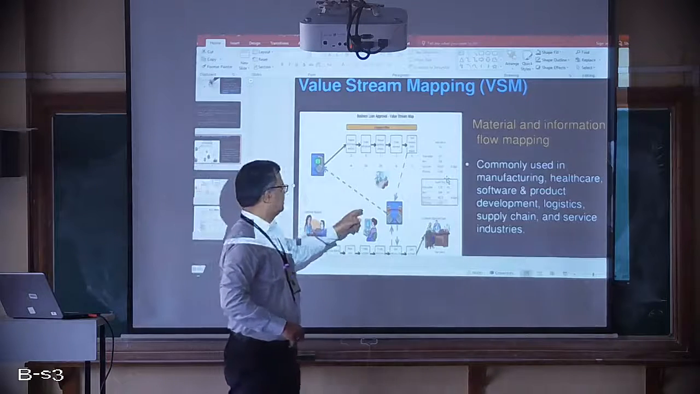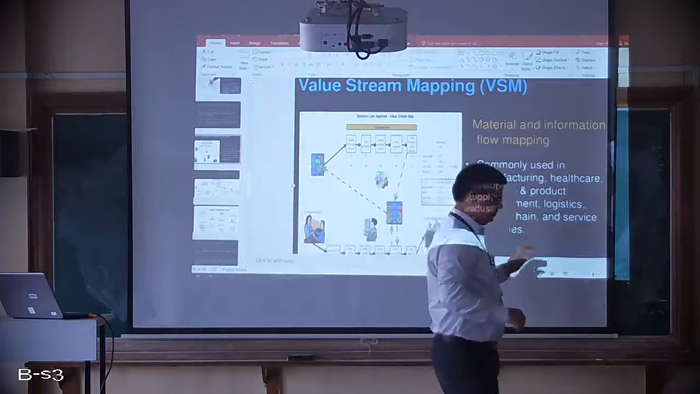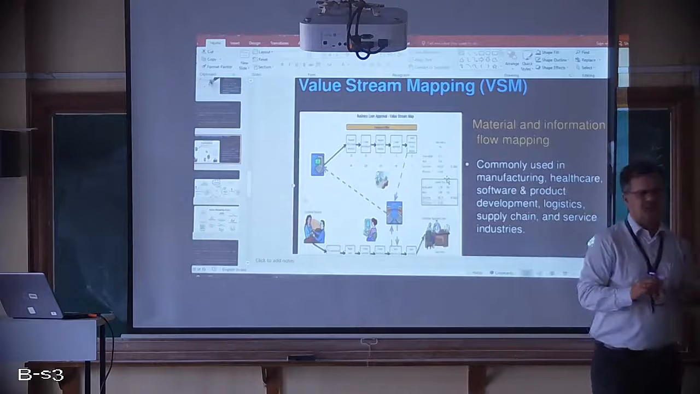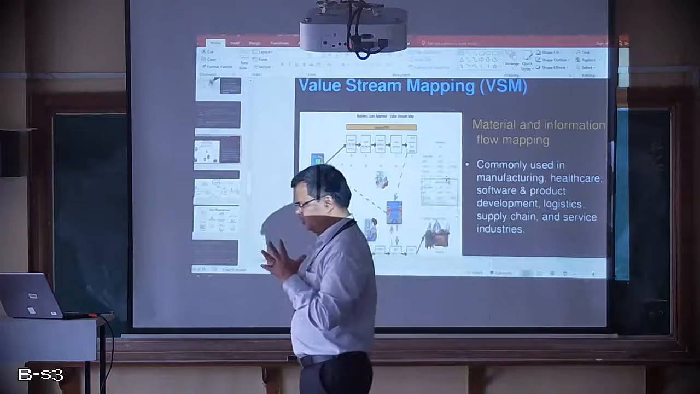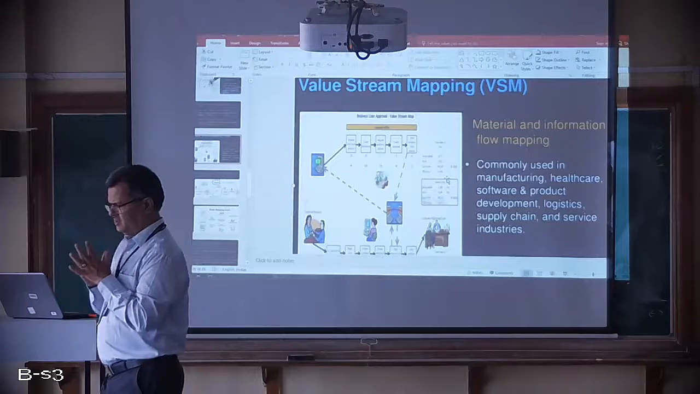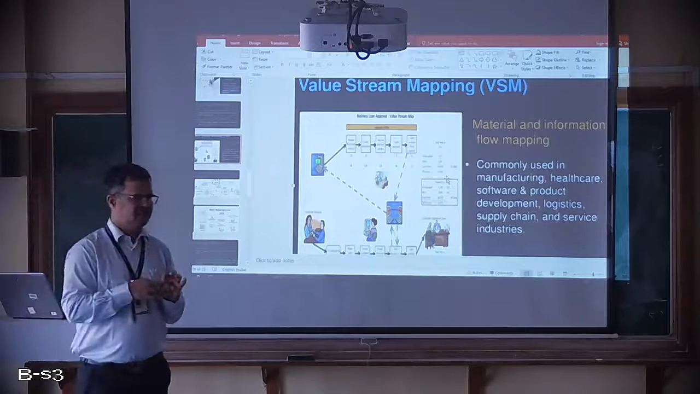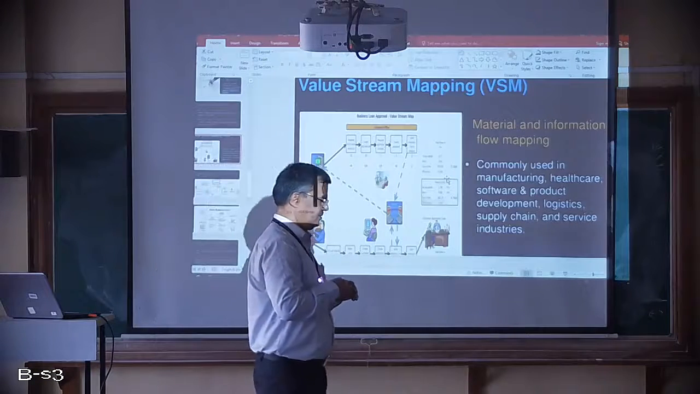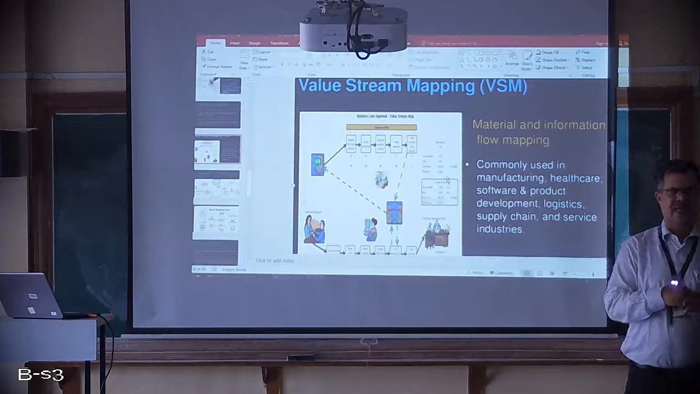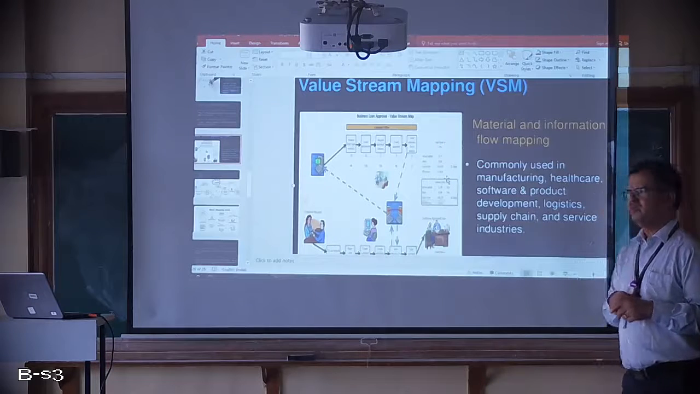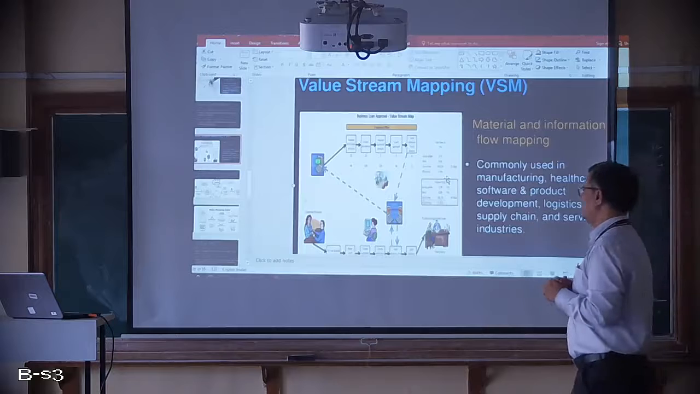You can say that these dotted lines indicate that information is going to flow. Normally, in value stream mapping there are two flows. One is material flow, second is information flow. Material flow is shown using lines, whereas information flow is shown using dotted lines.